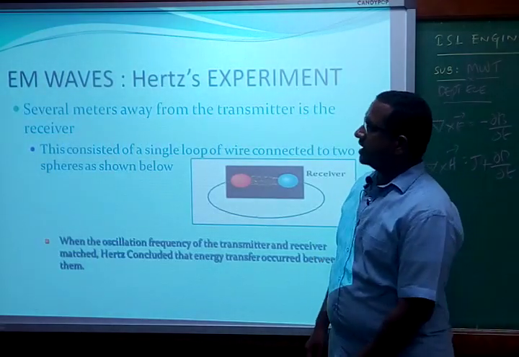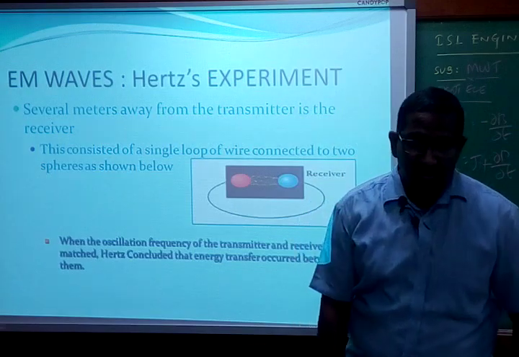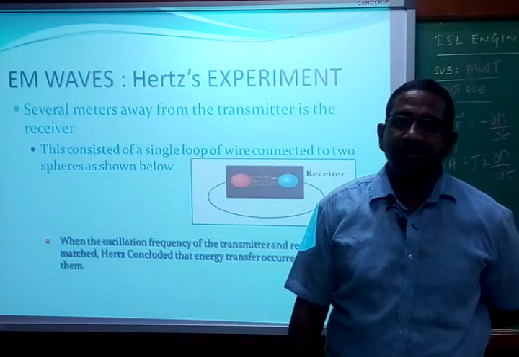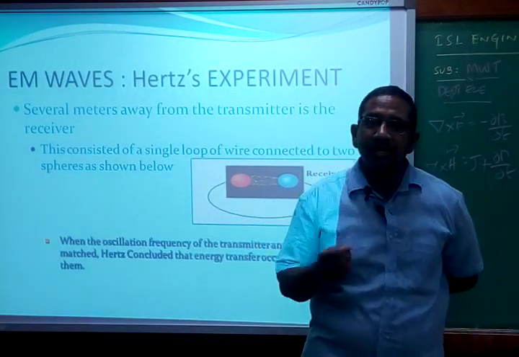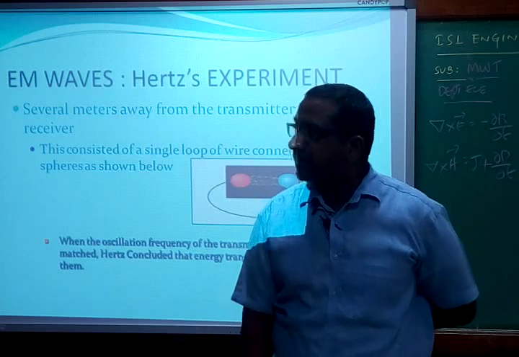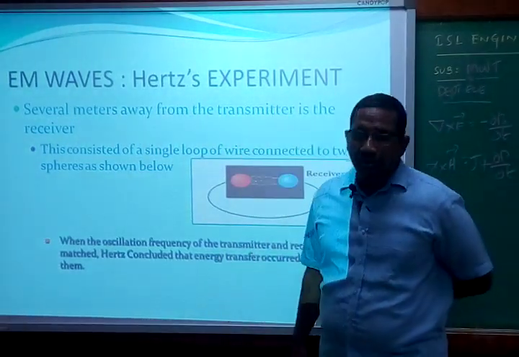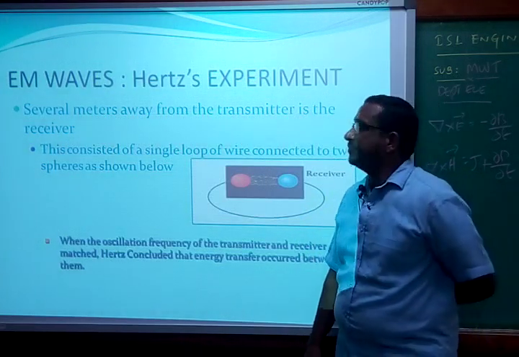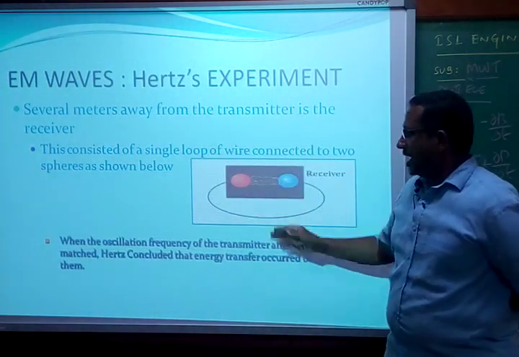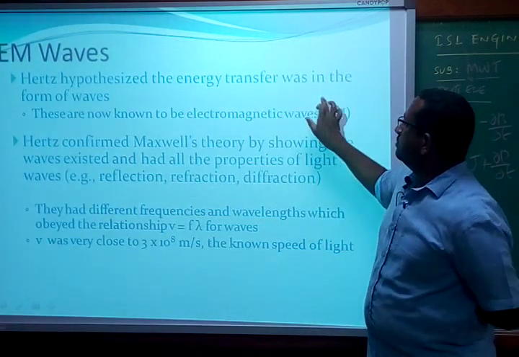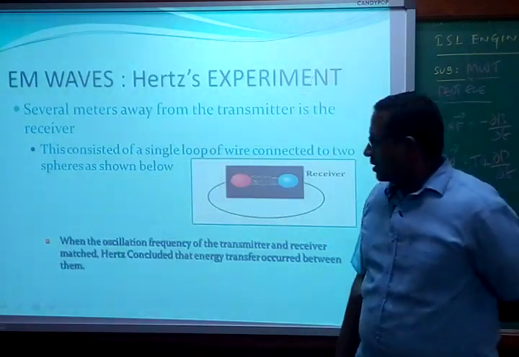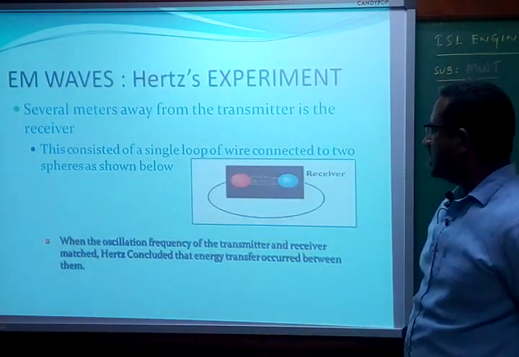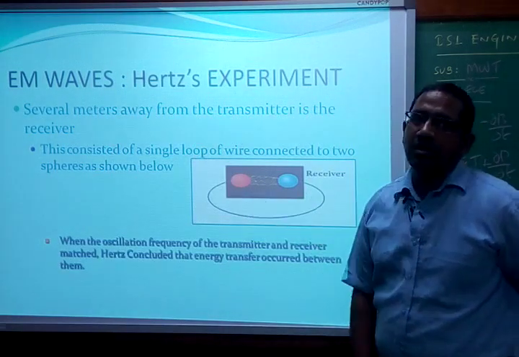Now here I just gave you some history behind these EM waves. After the proposal made by Maxwell about the existence of EM waves in the electromagnetic spectrum, Hertz proved that whatever statements were made by Maxwell are correct. He made one experiment. He considered two blocks. One is the source, another one is the receiver, and he connected them through a wire.